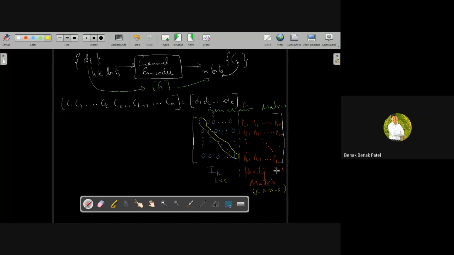In order to get the number of columns, this is p1 comma n minus k, p2 comma n minus k. Likewise, pk comma n minus k. So its size is k cross n minus k, and we call this overall matrix the generator matrix. So why is this generator matrix in this fashion? It is in this fashion because by now we know that the very first half should resemble what? It should resemble dk.